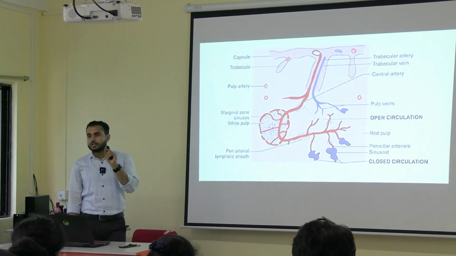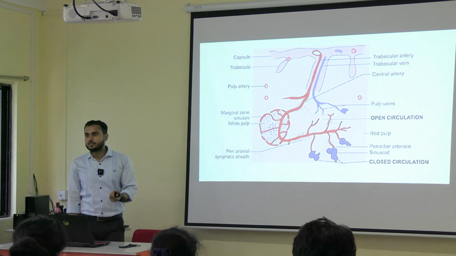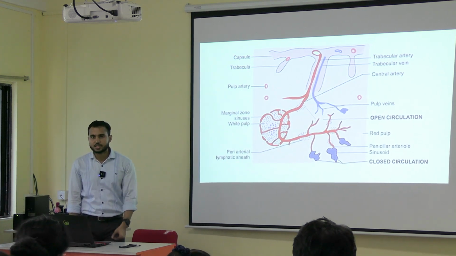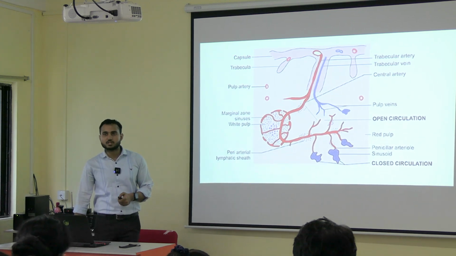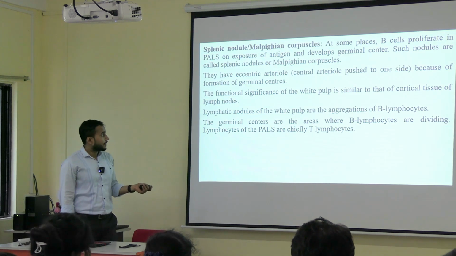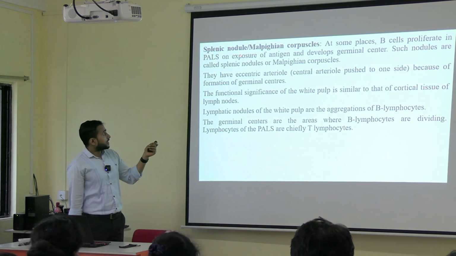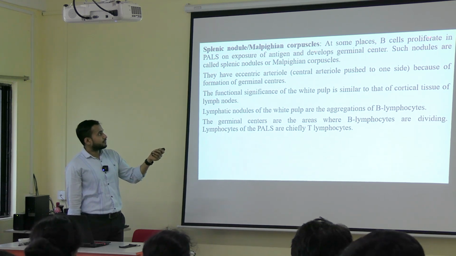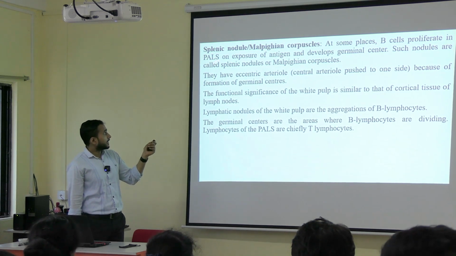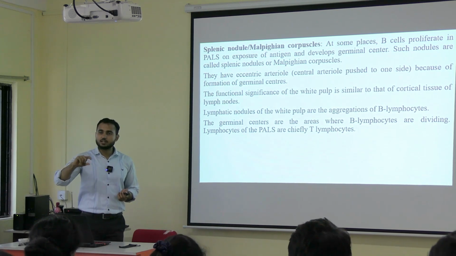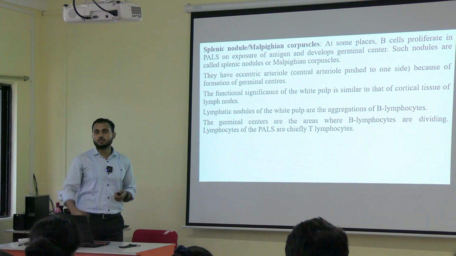And in case of T lymphocytes, if B lymphocytes are present, then it is called as Malpighian corpuscles. That structure is called as Malpighian corpuscle, where you can see the germinal center. So see, splenic nodule also called as Malpighian corpuscle. At some places, B cell proliferate in PALS, that means periarterial lymphatic sheath, where instead of T cell, B cell will proliferate.